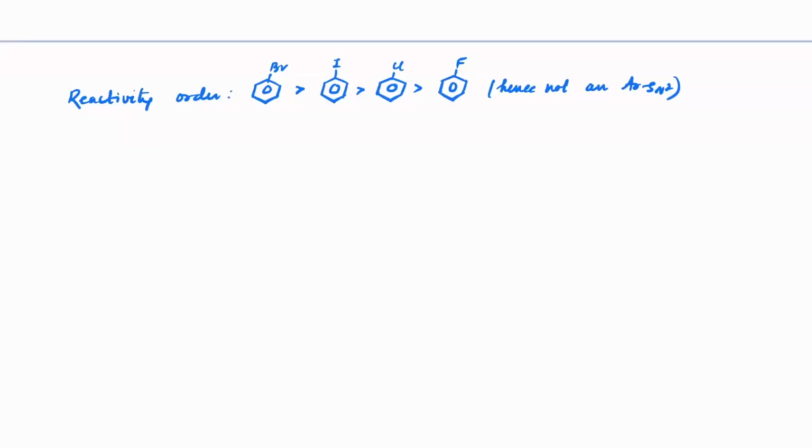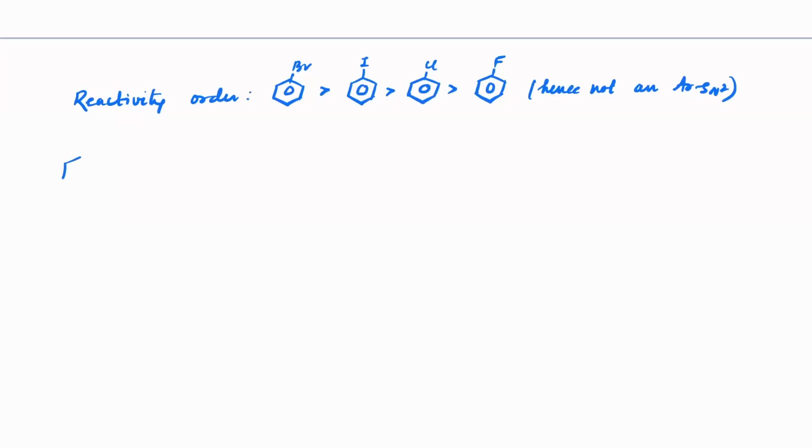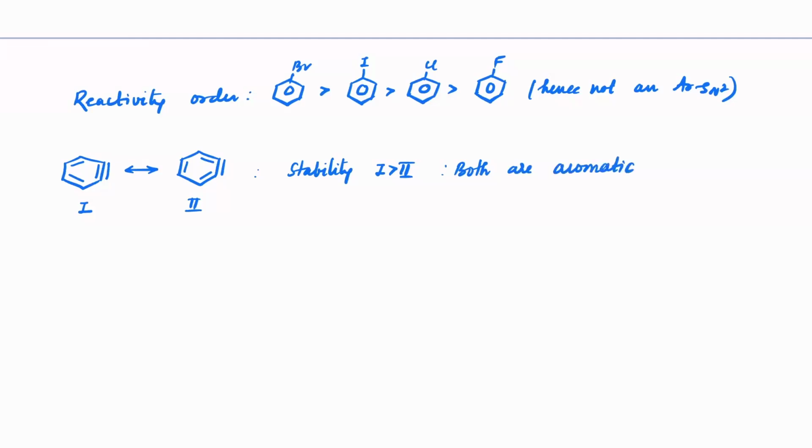Let me tell you about benzyne. See, benzyne can actually exist in these two forms. One, like this. And the other resonating structure is like this. You can see there is a triple bond on one side here. If I compare these two canonical structures, the stability of one is greater than the stability of two. Got it? Second thing, both are aromatic. Clear? That does not mean the benzyne is stable.